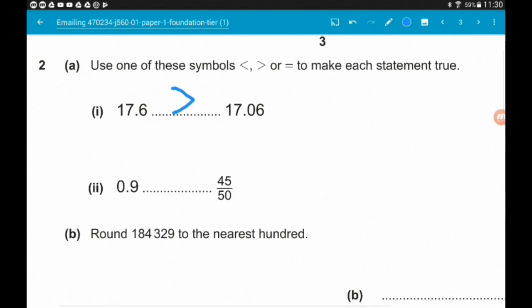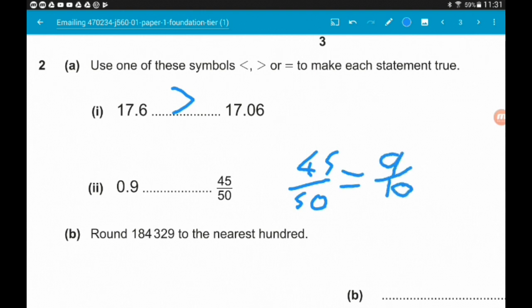Okay, then part 2, 0.9 and 45 fiftieths. If you put 45 fiftieths into your calculator and press equals, it will give you 9 tenths. So 9 tenths is 0.9. Here we want an equal sign because the numbers are equal.